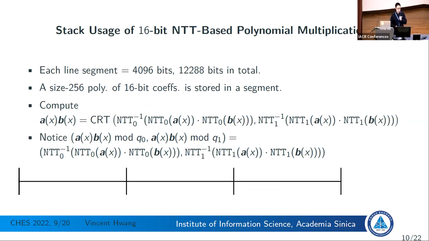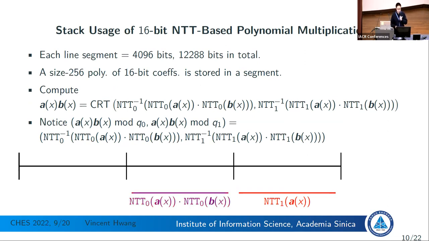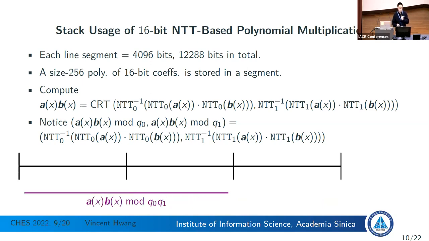Next, we look into the 16-bit computation. For doing 16-bit computation in a very stack-efficient fashion, we interleave the computation of 16-bit arithmetic as follows. We first compute all the 16-bit NTTs for A, but only the NTT for B over one coefficient ring. And we do the same thing for another coefficient ring. Finally, we solve the CRT. This is how we multiply two polynomials with 16-bit arithmetic.